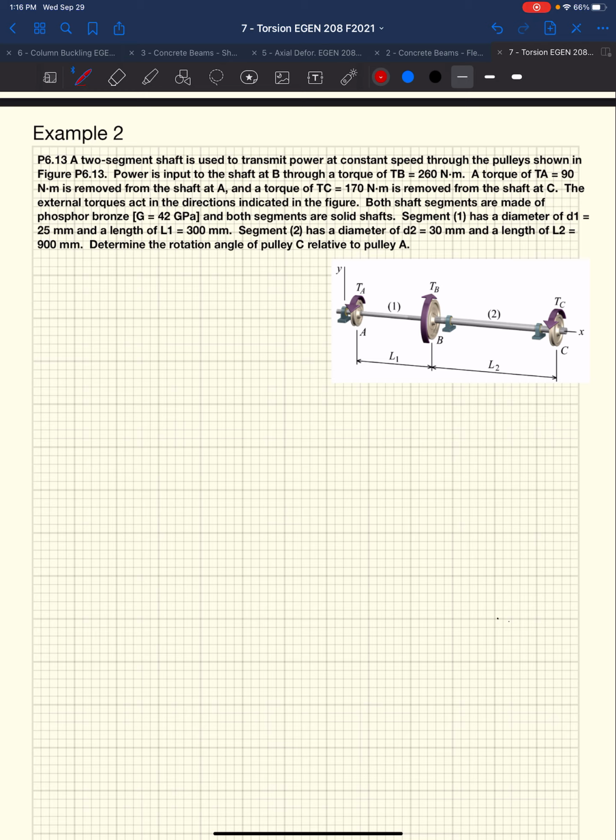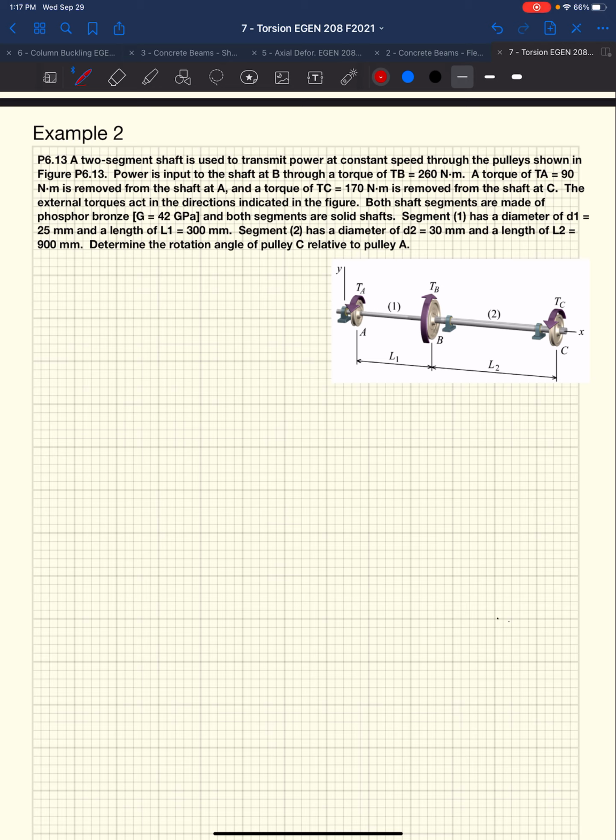And the torque is taken out at A and C, okay? A at 90 Newton meters and C at 170 Newton meters. The external torques act in the directions indicated. Both shaft segments are made of phosphor bronze, with a shear modulus of 42 gigapascals. And both segments are solid shafts. They say segment 1 has a diameter of 25 millimeters, and it gives us our length. They also give the diameter and the length of segment 2. And they want us to determine the rotation angle of pulley C relative to pulley A.